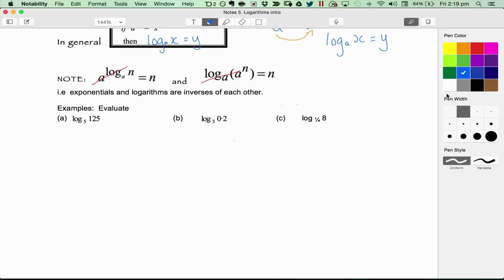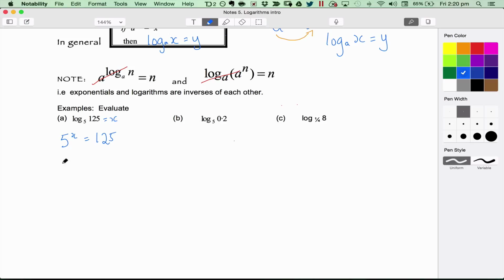I'm going to show you two ways you can do these examples using logarithms. And then a third way is to just put it straight into your CAS calculator. So the first example, we can rewrite this in index form, as if we make this equal to x, because we're trying to find out what it equals. 5 to the power x equals 125.